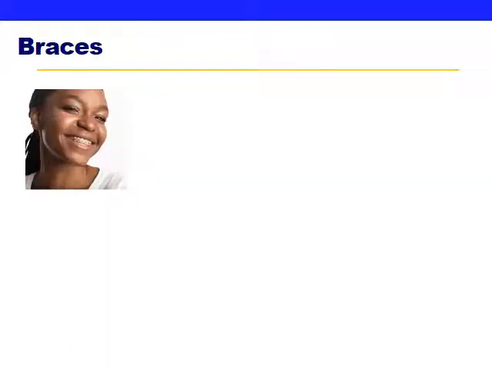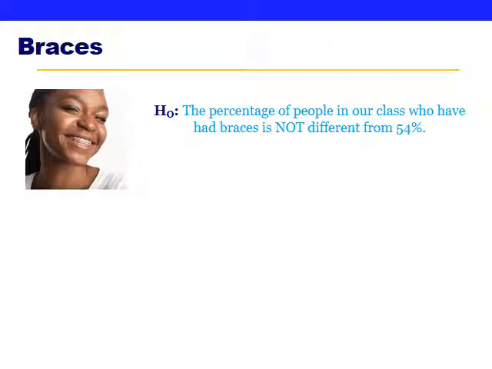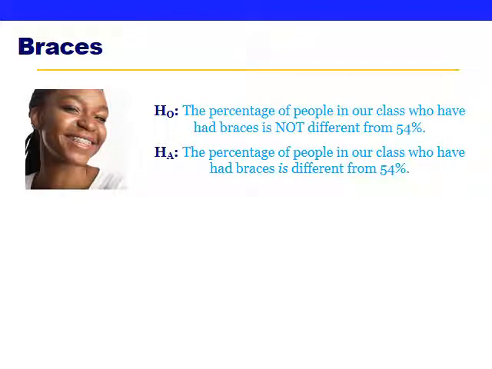So our null hypothesis is going to say that students in this class are no different from the general population. In other words, our null hypothesis will say that the percentage of people in our class, whatever it turns out to be, who have had braces is not different from 54%. The alternative hypothesis says the opposite of that, namely that the percentage of people in our class who have had braces is different from 54%.